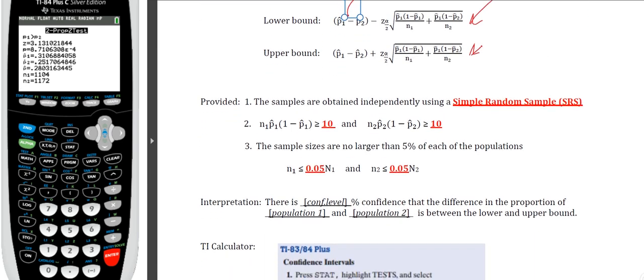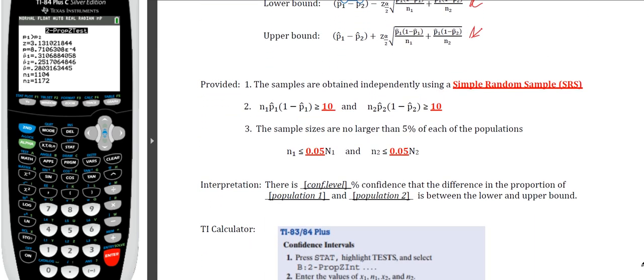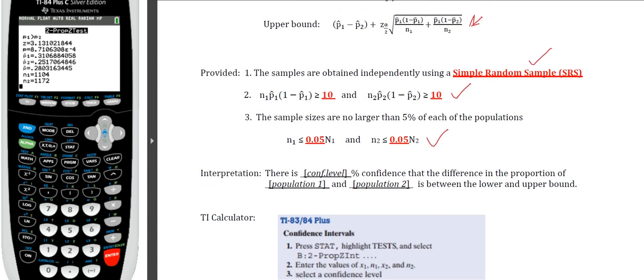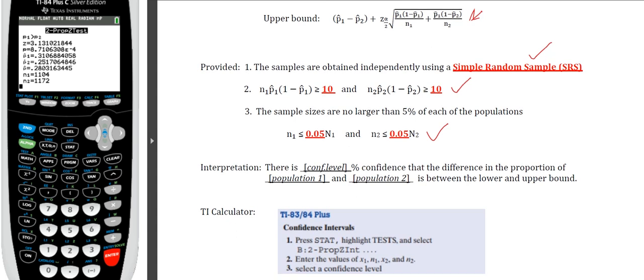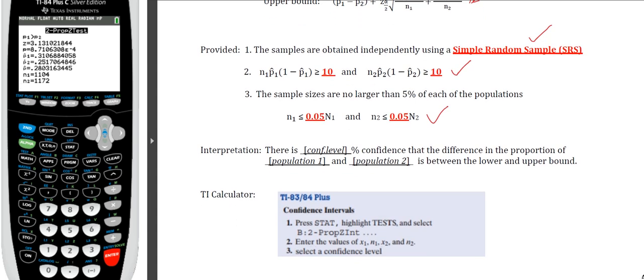But in order to create a confidence interval, we need to do our checks. And we have the same 3 checks we've always had. Simple random sample, np(1 minus p) greater than or equal to 10, and we want to make sure that they're independent. Once we have those and set up our confidence intervals, then we can interpret this. And again, I'm going to interpret it the way that I did in Chapter 9, saying that you are __% confident that the interval will contain the value you're looking for, which the value that we're looking for is the difference in proportions.